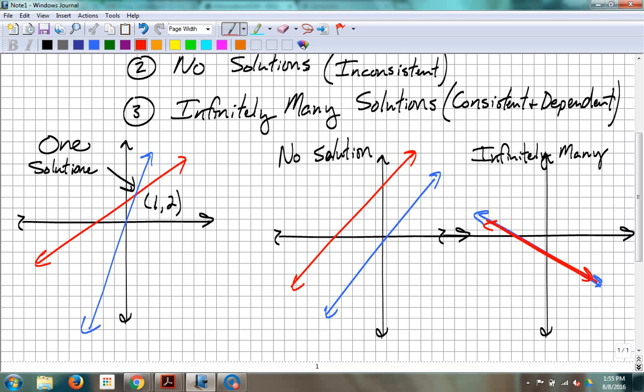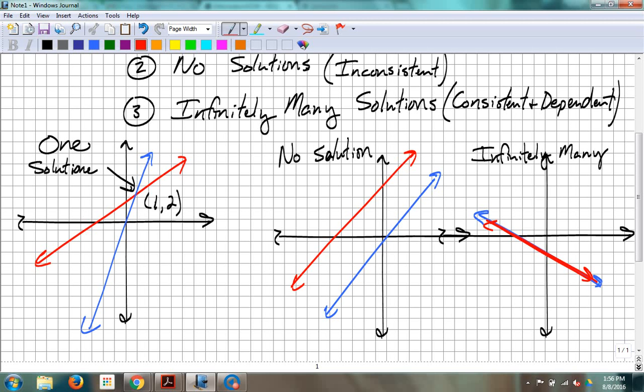So we got one solution, crossing in one spot. We get the ordered pair, we're good. No solution, they don't cross at all. We know those lines are called parallel. Joyner told us that the lines being parallel means they got the same slope. So that's going to be a clue to help us shorten our workload here.